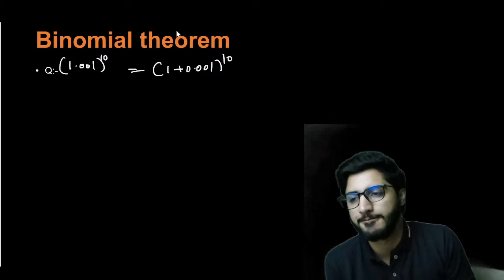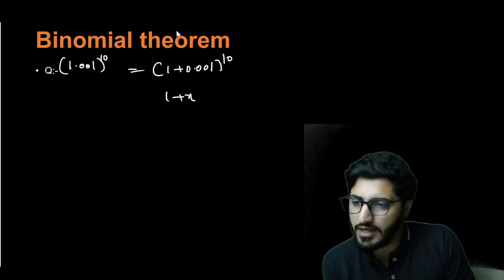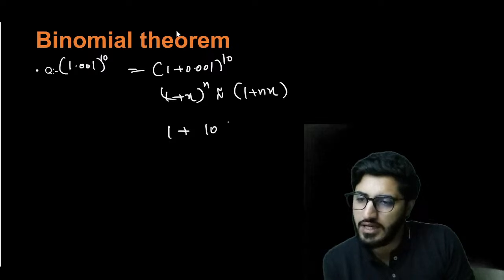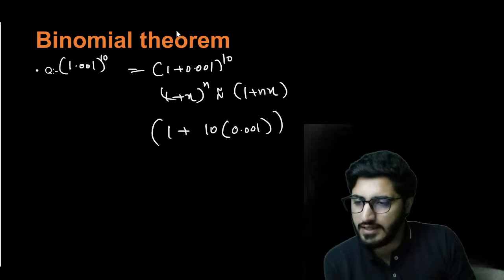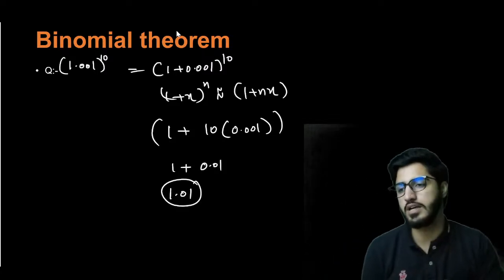So it is (1 + x) to the power n, and the answer is 1 + nx. So 1 is 1. What is n? n is 10. And x is 0.001. So 10 times 0.001 is 0.01, right? And my answer is 1.01. That's my answer. You can get your question like this.